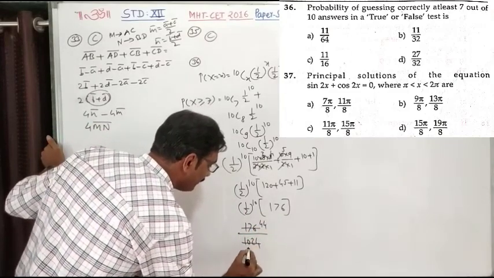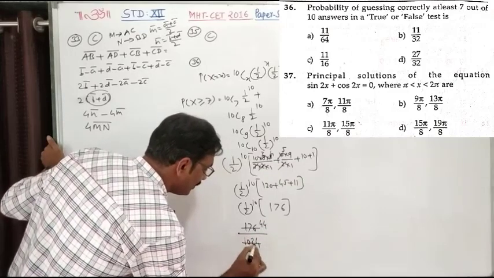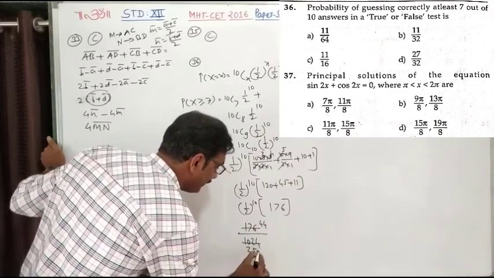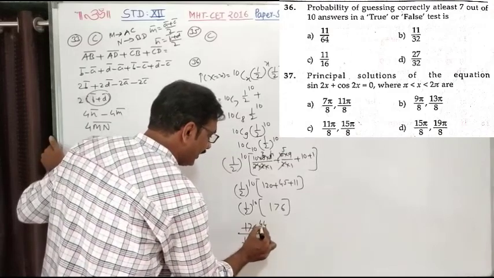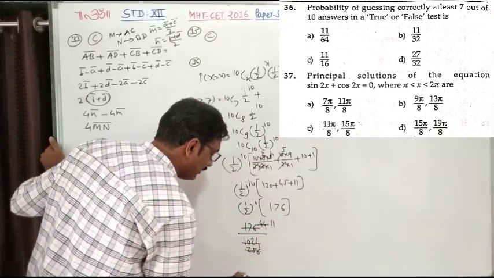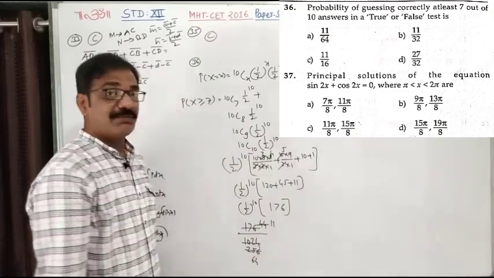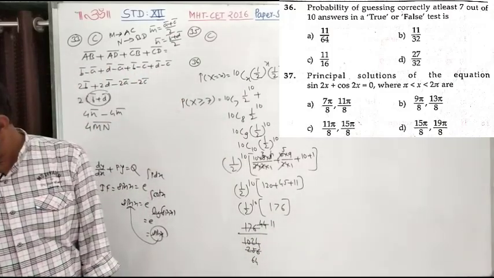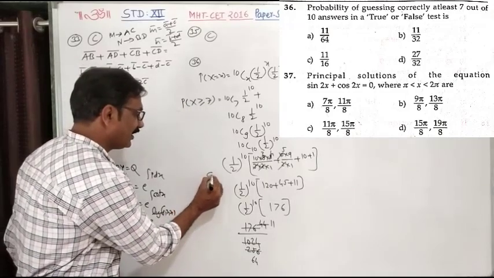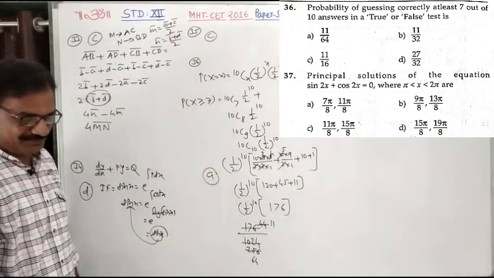4 4 2 is 8. 2 4 5 is 20. 4 6, again divide by 4. 11. 4 7 24, 4 4 16. 11 upon 64. Is it given? Yeah. This is your option A.